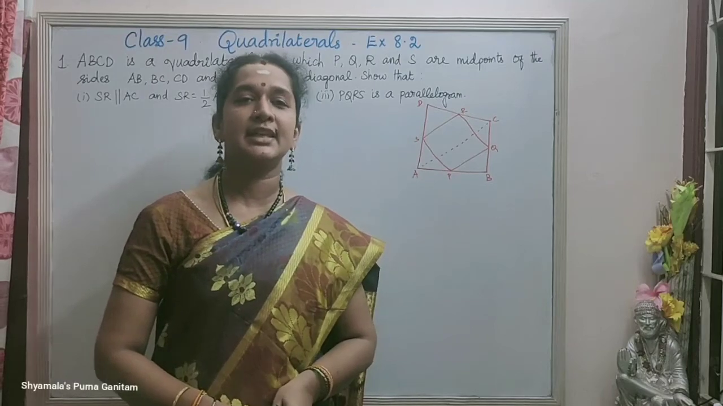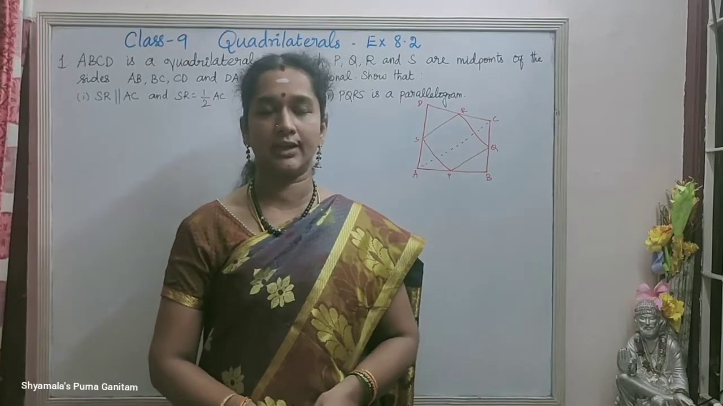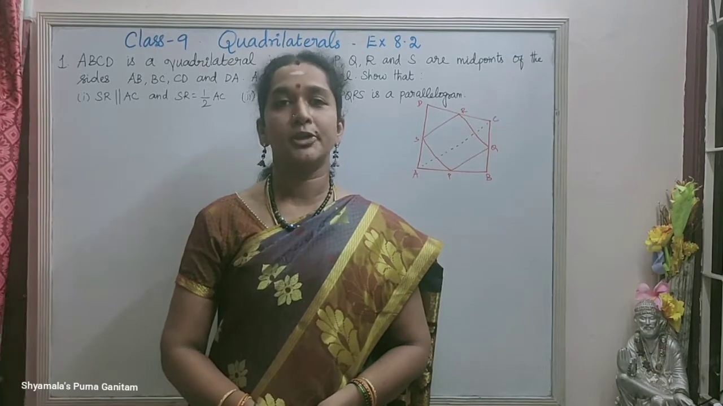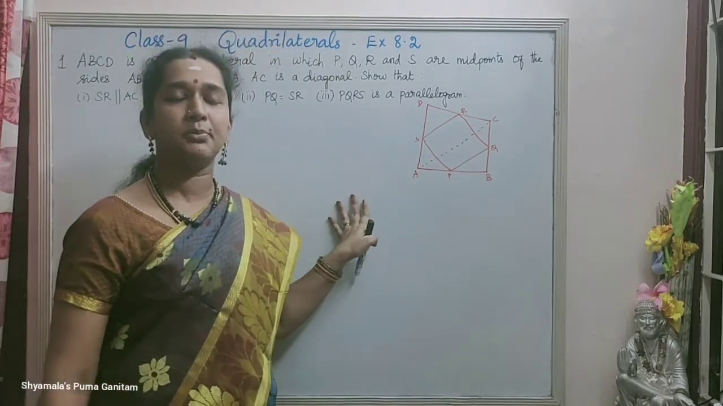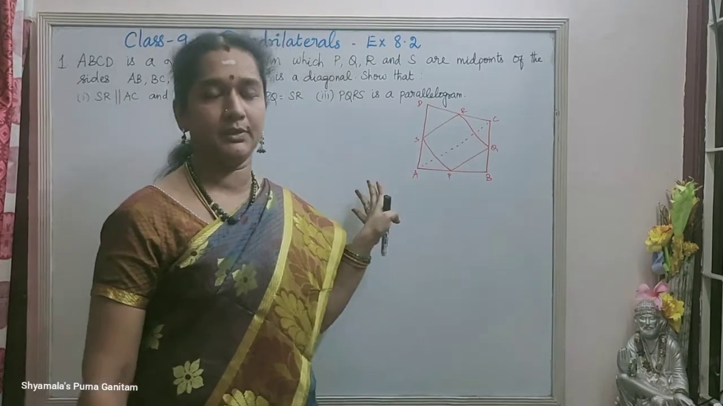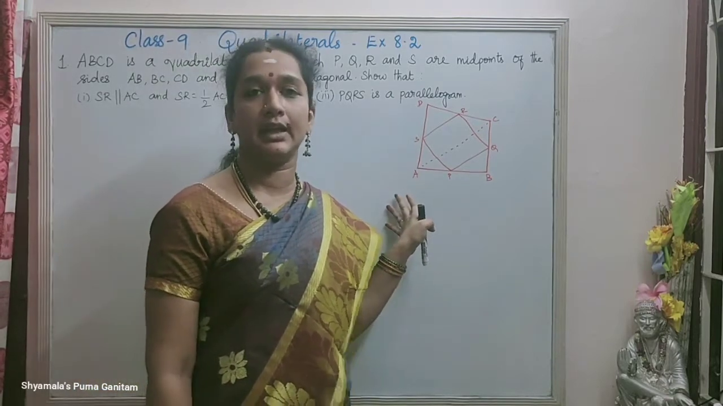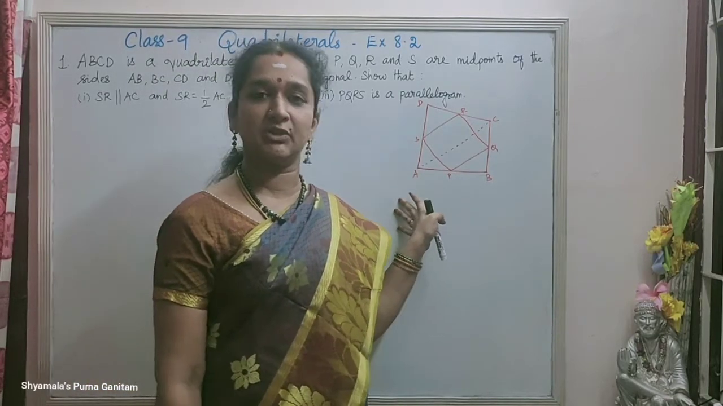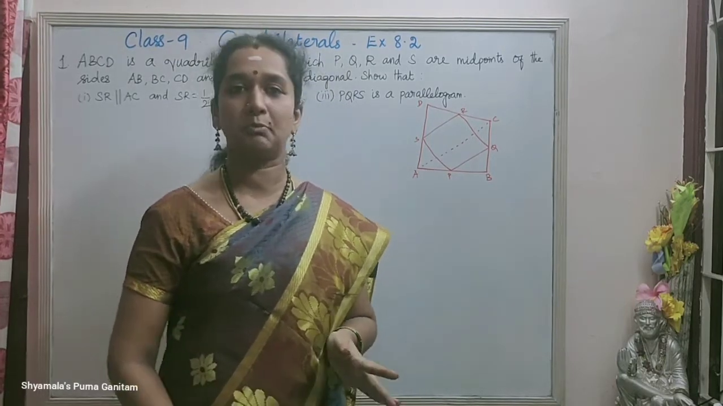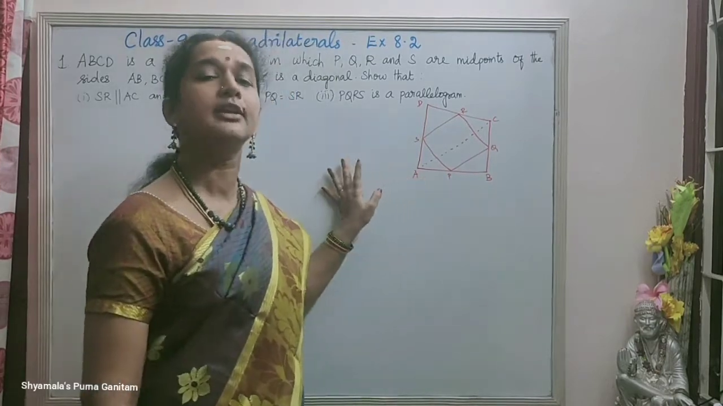Morning students, in this class I will be doing class 9 CBSE syllabus, 8th chapter, quadrilaterals. One exercise I have already completed, that is 8.1. 8.2 I am going to do. For this 8.2 we should know the midpoint theorem and the converse of the midpoint theorem. I have given the proof in the previous video. If you want, you can go and check the previous video, that is the proof for the midpoint theorem. Based on the midpoint theorem and the converse of the midpoint theorem, this exercise is done.